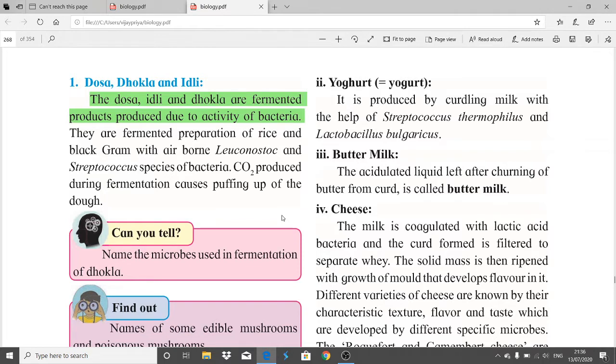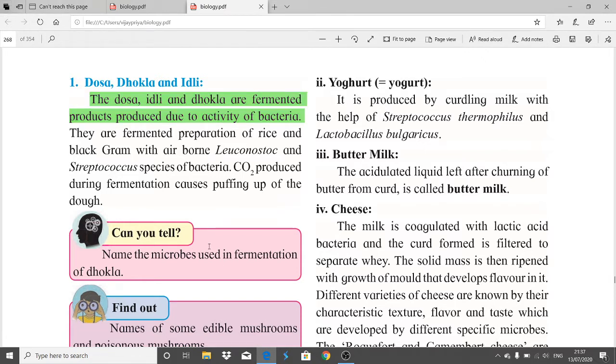Idli is again very spongy. If it is very light and puffy, then we like to eat the idli, right? And talking about dosa, if you observe the preparation of dosa, it has a very paper-like structure, very thin, but still it contains small bubbles or air packets, right? All of it is because of the process called the fermentation process.